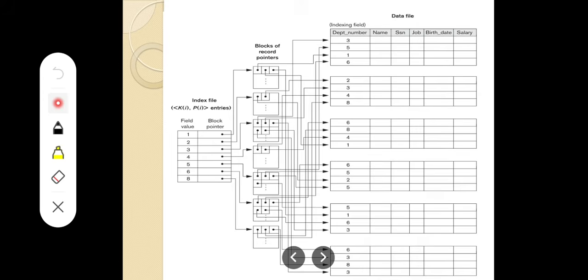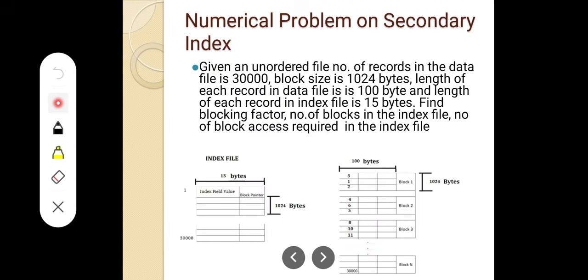So each of these indexes has two configurations. The secondary index has two configurations, and this also has two configurations. Okay, now a numerical problem based on secondary index. The same formula we saw earlier is applied here also.